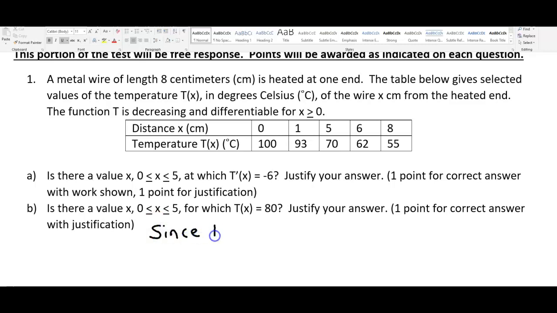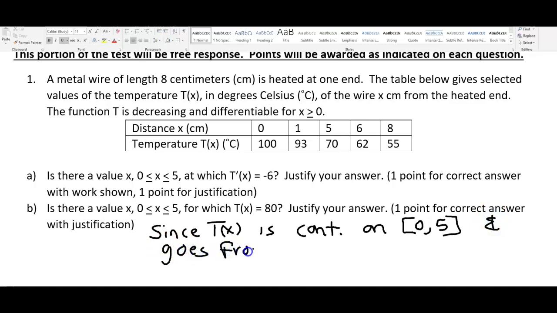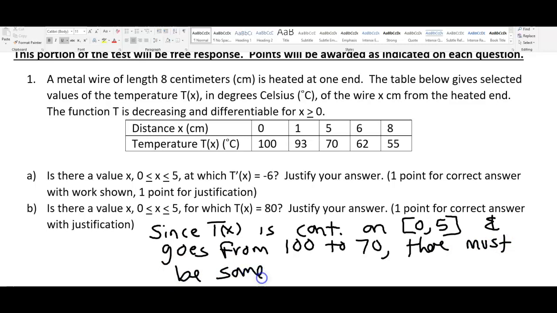Since t of x is continuous on the interval 0 to 5, and it's got to be a closed interval with brackets, and goes from 100 to 70, there must be some value x such that t of x equals 80 on that interval.